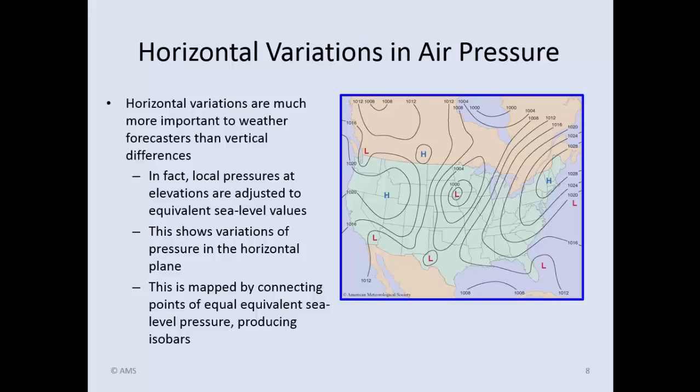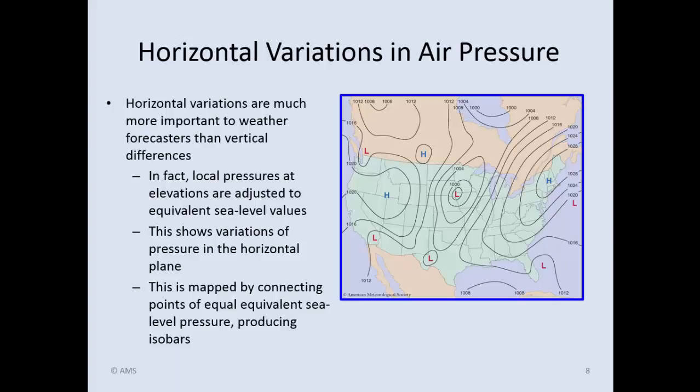All right. Horizontal variations in air pressure in meteorology, this is the important thing. Yes, we are concerned about vertical changes in air pressure, but more importantly, in tracking weather systems, it's the horizontal variations in air pressure that matter. Okay, here is an idealized schematic, a map of a surface analysis of North America, or at least part of North America, certainly all of the United States.